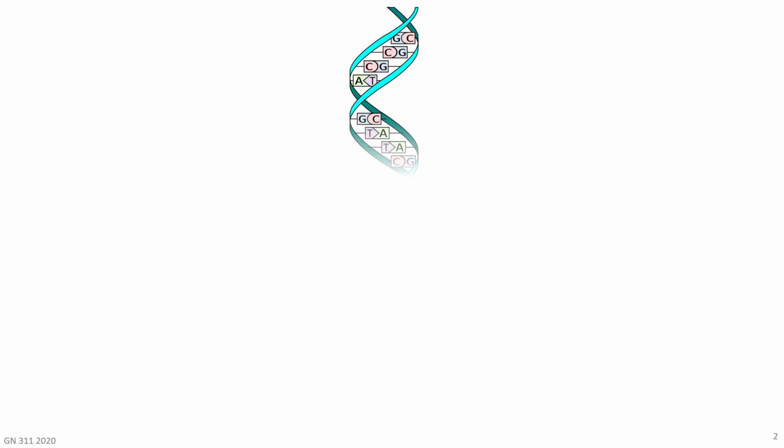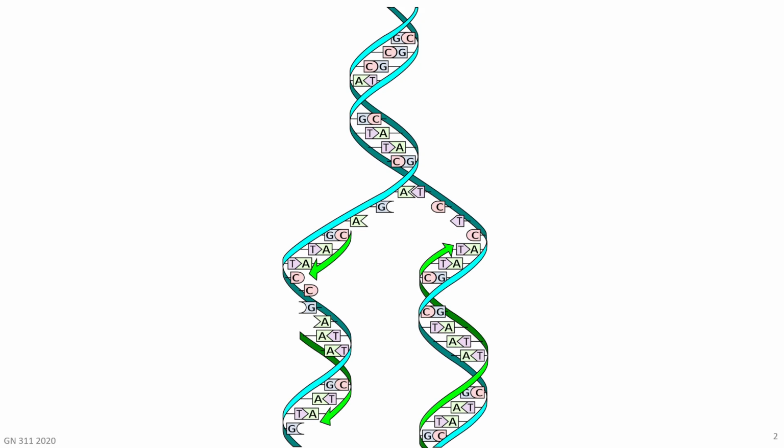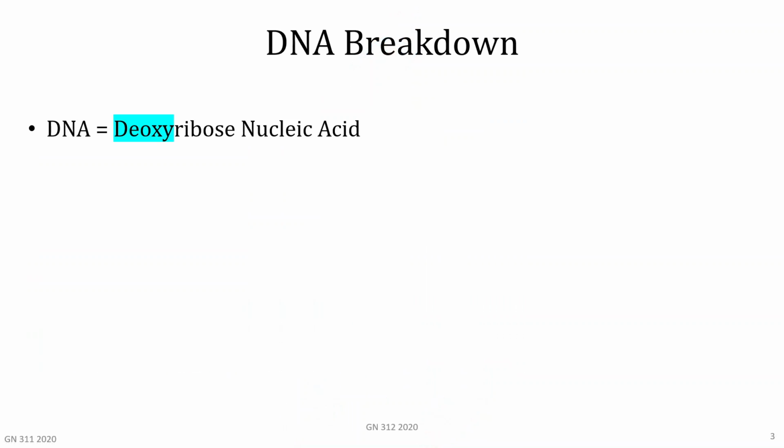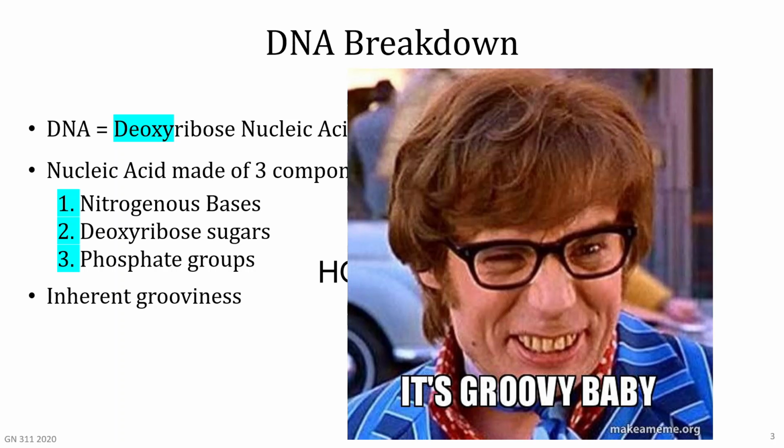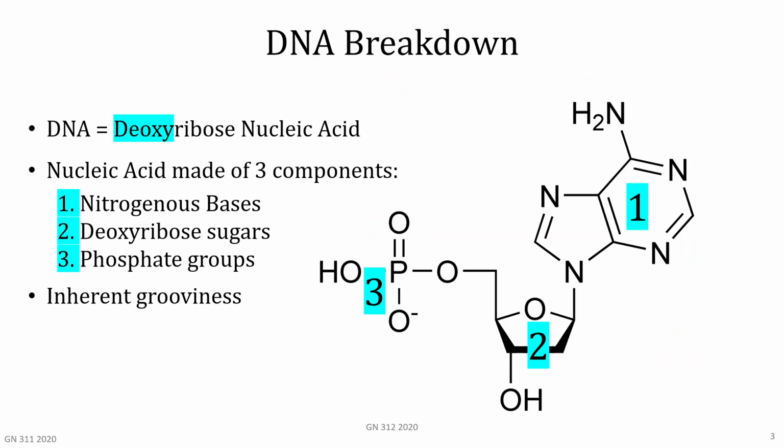To do this, we need to break the DNA down, so in your mind, kind of tear it apart, and we'll start from there. Not that kind of breakdown. So DNA stands for deoxyribonucleic acid, which means that it has three components: a nitrogenous base, a deoxyribose sugar, and a phosphate group. DNA also has an inherent grooviness, which we'll talk about, and a handedness, which we will also discuss.